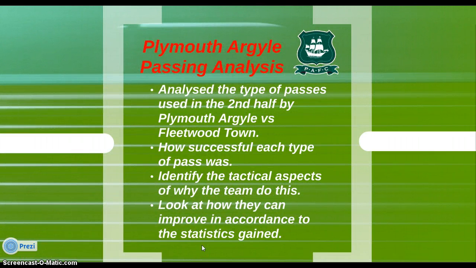Plymouth Argyle passing analysis. I analysed the type of passes used in the second half by Plymouth Argyle versus Fleetwood Town. These were if the passes were long or short, or if they were chance creating. I also looked at how successful each type of pass was. I did this by getting the amount that were successful and weren't, and then making it into a percentage. Then I'll identify the tactical aspects of why the team do this, and then look at how they can improve in accordance to the statistics gained.